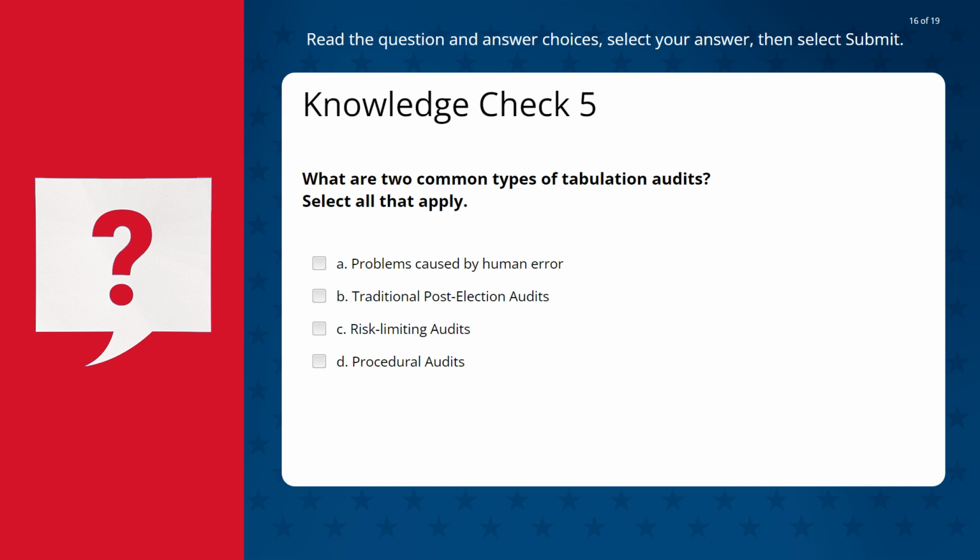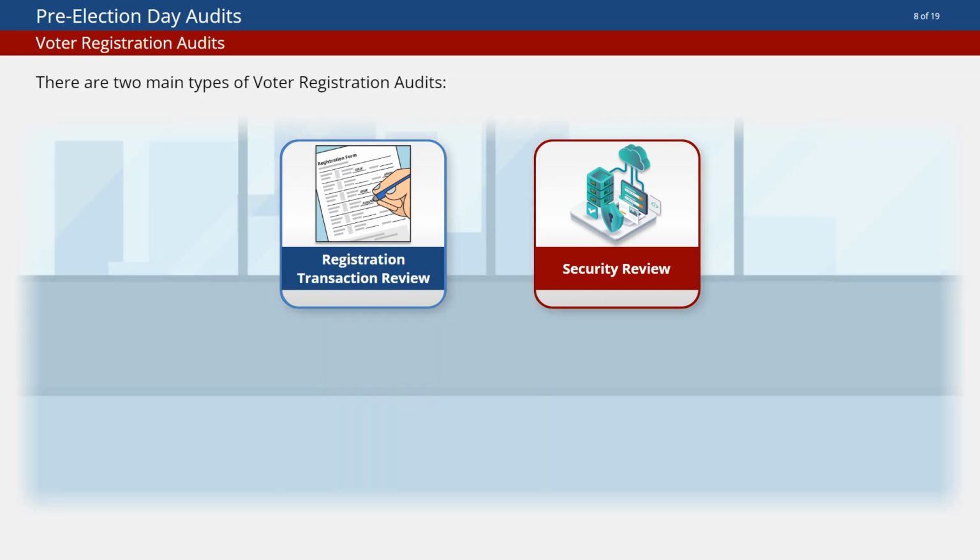Voter registration audits can help election officials understand where their staff might need additional training and demonstrate the quality, accuracy, and security of the voter list. There are 2 main types of voter registration audits. Select each button to learn more.